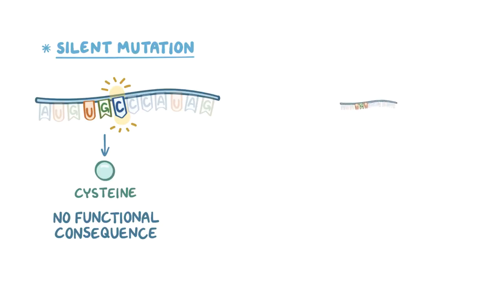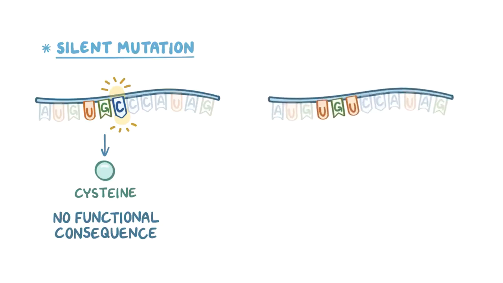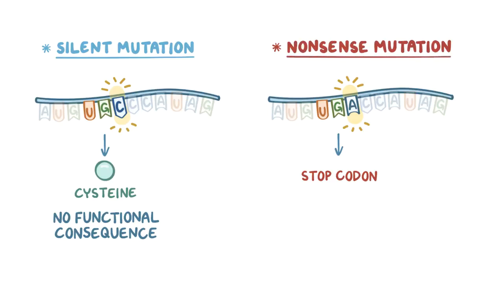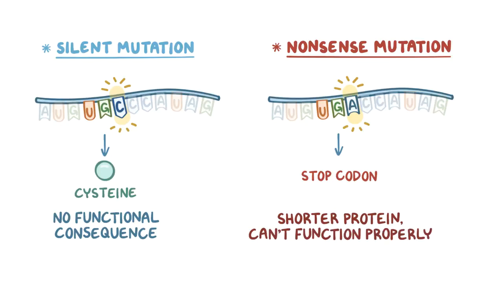Now instead, let's say that in the UGU codon, there was a point mutation in the last U for an A. That results in the codon UGA, which is a stop codon. A stop codon makes the ribosome stop building the protein. And this kind of mutation is called a nonsense mutation, because it results in a much shorter protein that can't function properly.